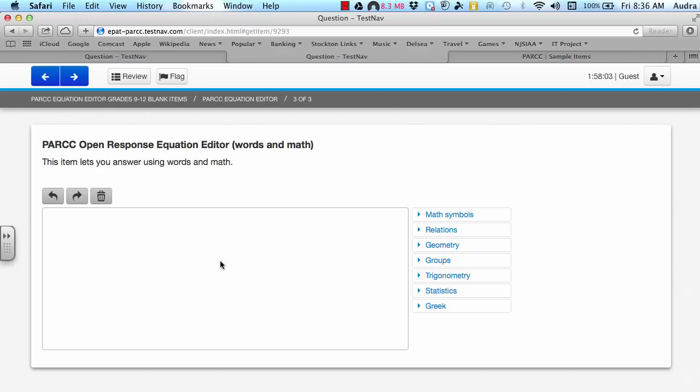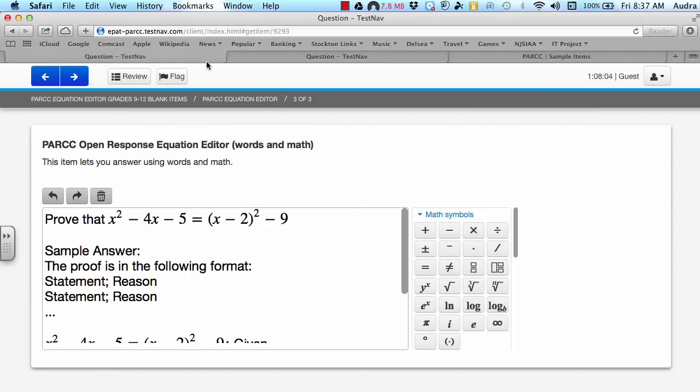In Algebra 1, we primarily use a two-column proof format. In this text frame provided by Pearson for the PARCC, you can write a proof that almost represents a two-column proof, and here's how. Let's say we were given this problem. We had to prove that x squared minus 4x minus 5 equals this expression here to the right.